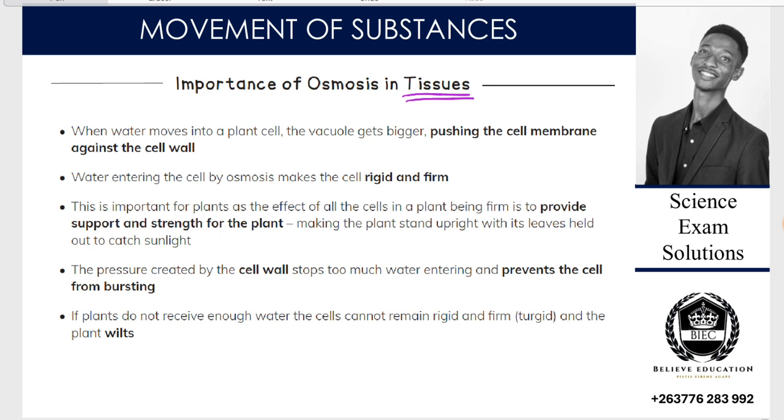So we're just merely saying that we want to look at the importance on overall cells, all of the same kind. And so when water moves into a plant cell, the vacuole gets bigger, pushing the cell membrane against the cell wall. Are we together? This is what happens: when water enters a plant cell, the vacuole gets bigger. Why is the vacuole getting bigger?